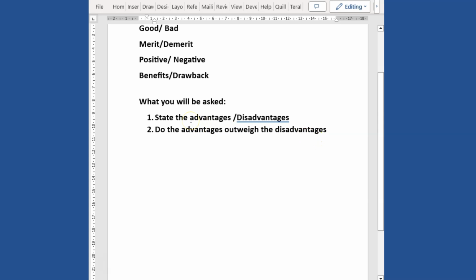So throughout this lesson, I'll tackle both of them. I'll tackle the first one, which will be: do the advantages outweigh the disadvantages in this particular one? And thereafter, I'll deal with state the advantages and disadvantages. I think the second one bothers students a lot, so I'll deal with that one first, and thereafter I'll talk about the simplest one, which is the first one. So that's how I'm going to deal with this particular lesson.